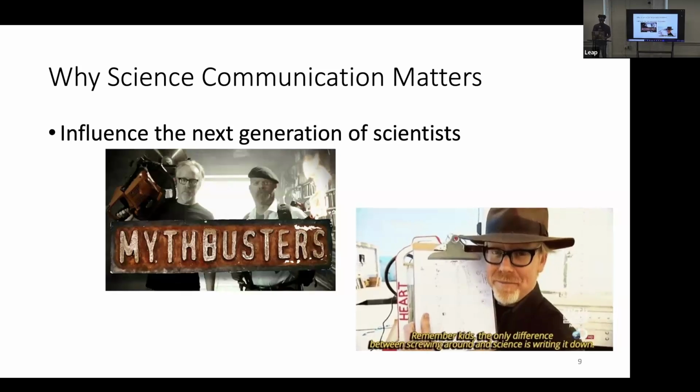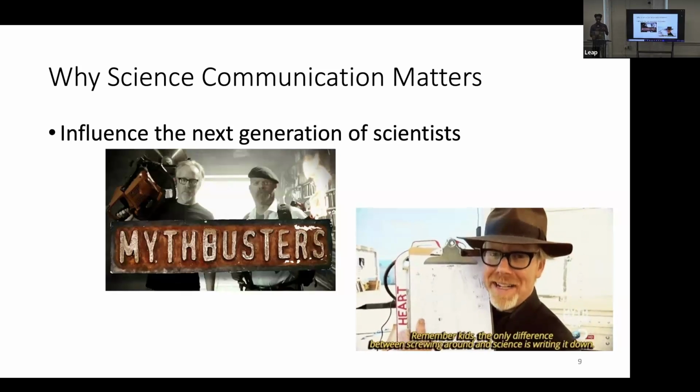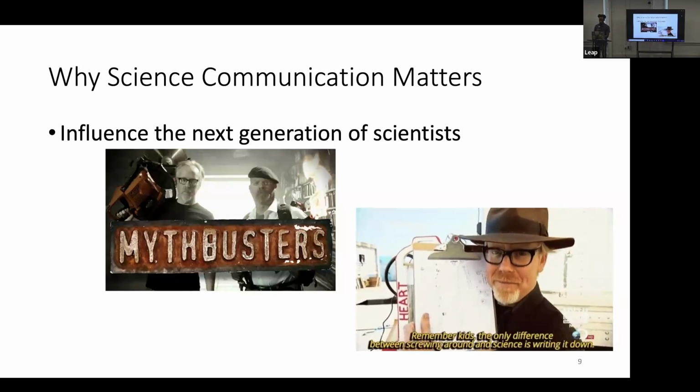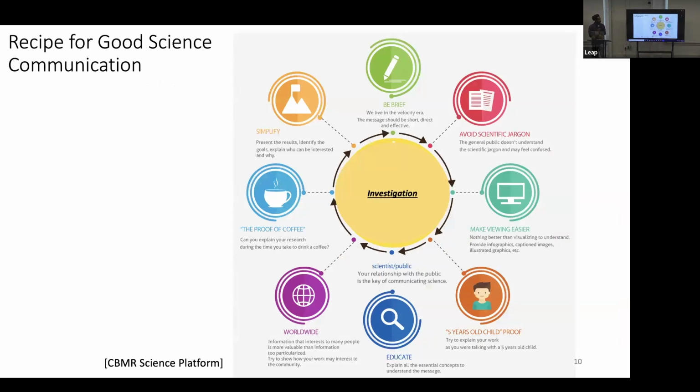So with that, we talked about why it matters. Let's talk about how we do it. What are the parts that are important for this? You can see we have this diagram here. It's from CMBR Science Platform, which is a Portuguese science communication outlet. And they have this nexus of ways we can think about science communication, right?